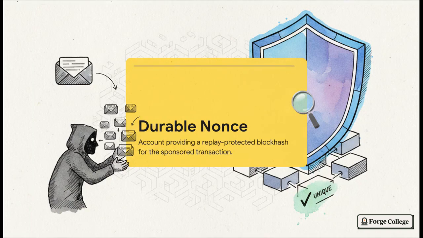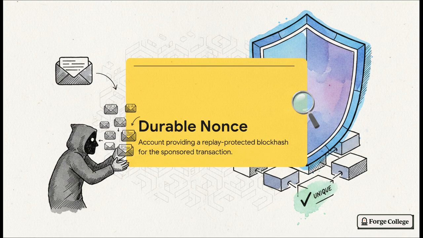But wait, there's a pretty major catch here. If a user signs a message once, what's to stop some malicious actor from copying that exact same signed message and just submitting it over and over again? Well, this brings us to a vital piece of Solana architecture called the durable nonce.